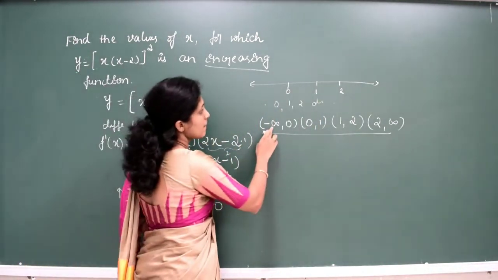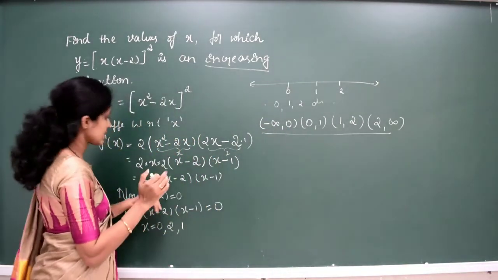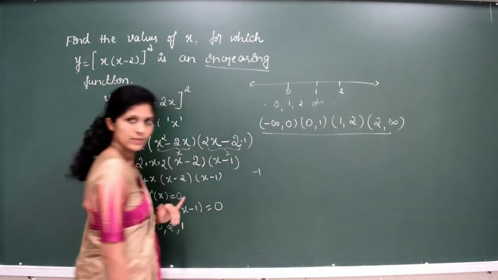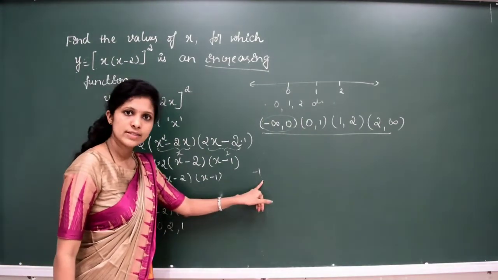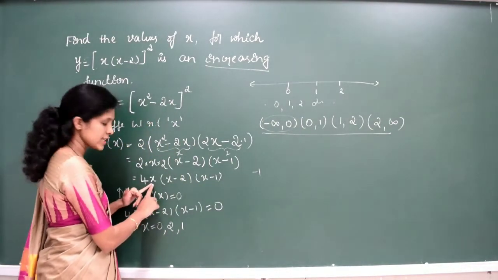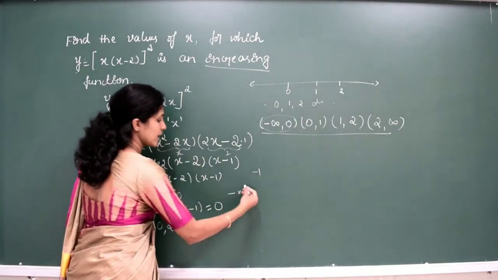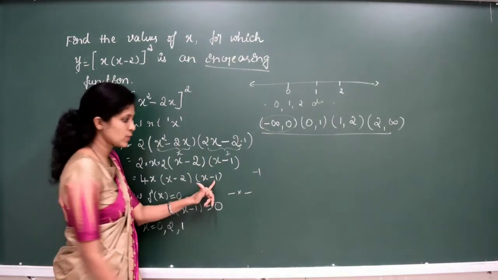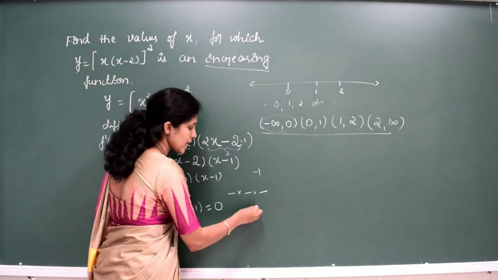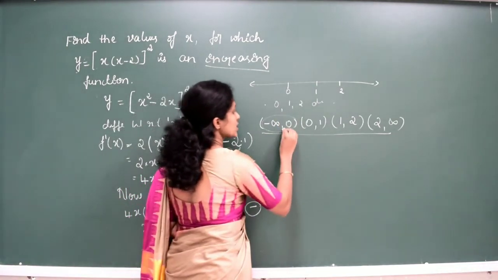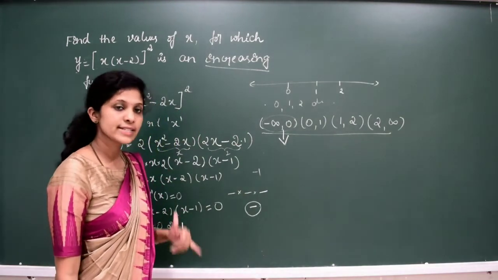If I consider minus infinity to 0, here all the negative values are possible, right? Let us consider one negative value. I will consider minus 1. To check whether it is increasing or decreasing, I have considered x equal to minus 1. Here this will be minus, right? And minus 1 minus 2 will be minus 3, so again I got minus. Minus 1 will be minus, right? So minus into minus will be plus, plus into minus will be minus. So here the function is decreasing. Is it clear? From minus infinity to 0, the function is decreasing.